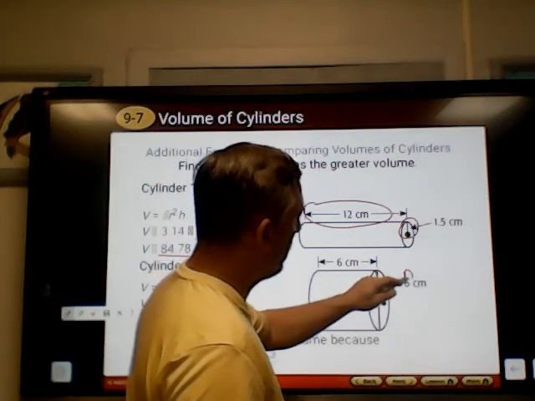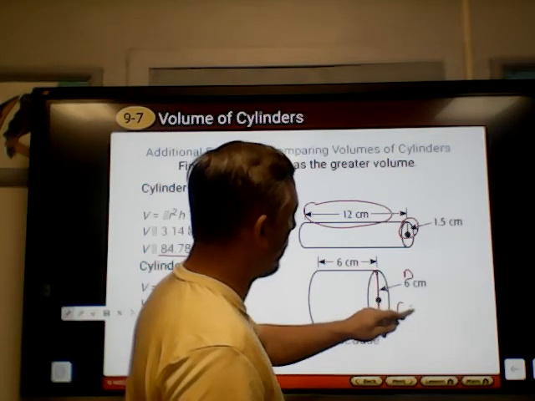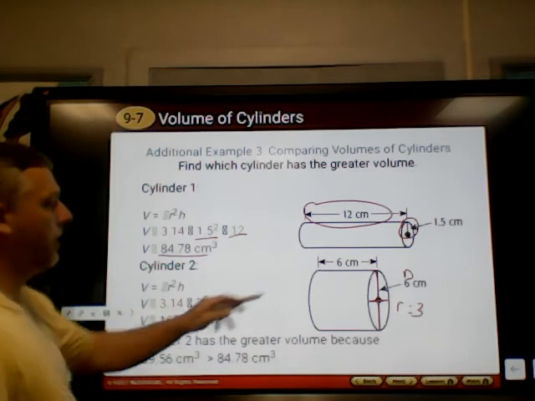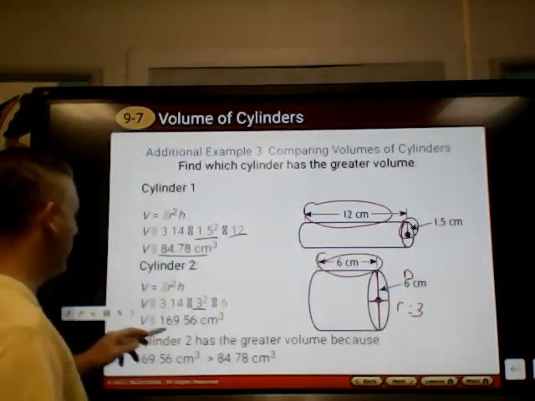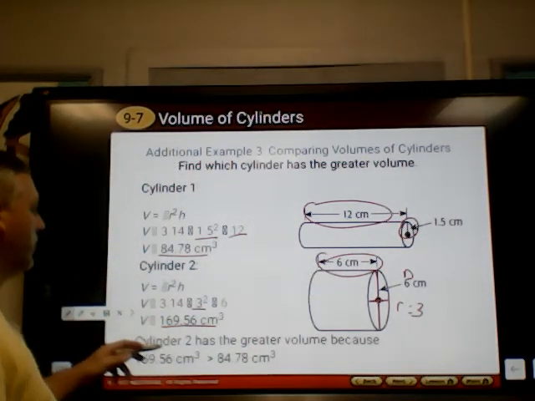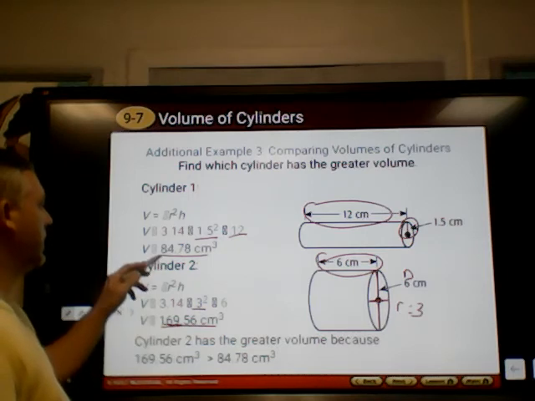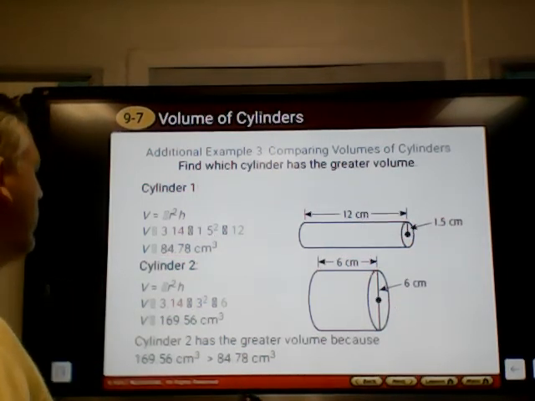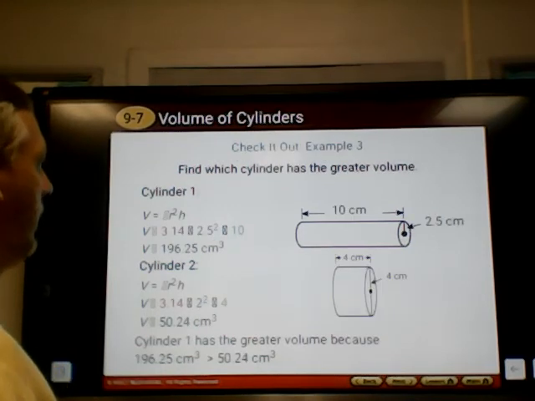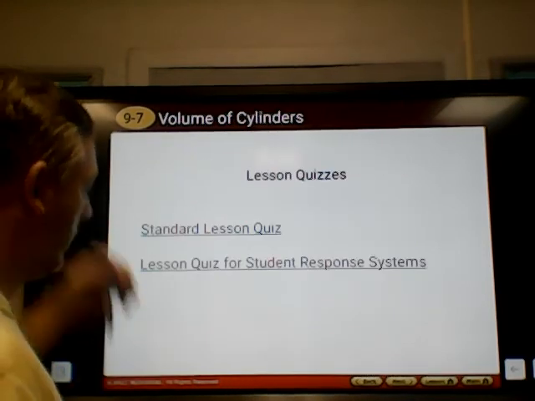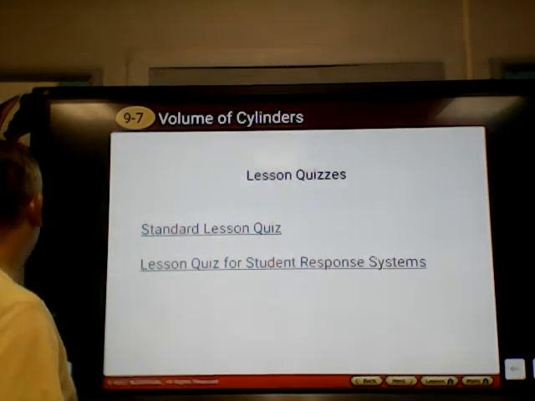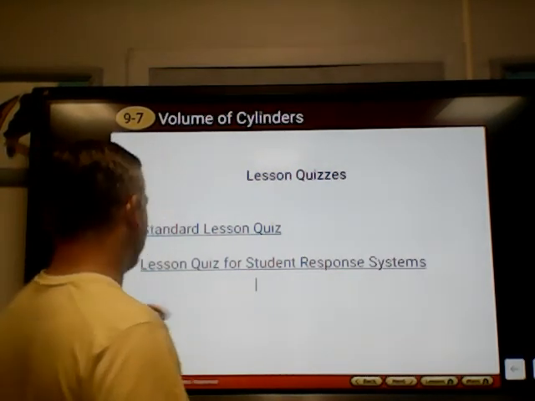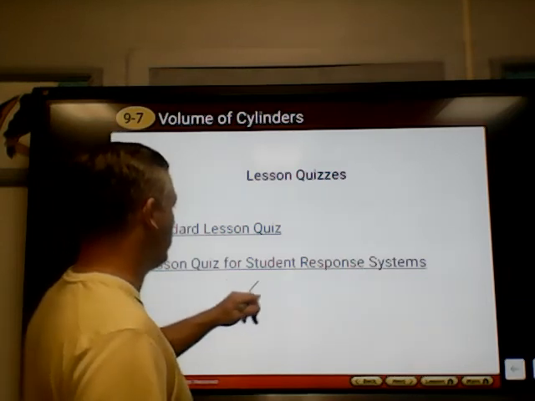That's called the diameter, which means we got to find the radius. We got to find half of it, which is 3. So 3 goes there. Of course, there's the height, 6. So we know cylinder 2 has a greater volume because 169 is bigger than 84. And I can keep doing the math if I need to. I think it's repetition. This whole lesson, the formula for every question you're going to do is the same formula.